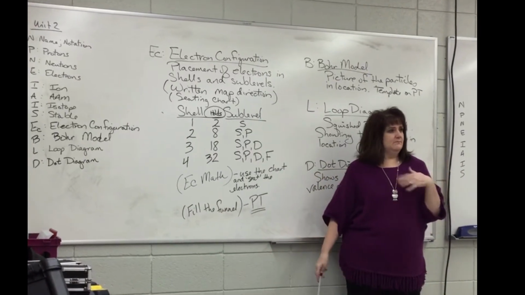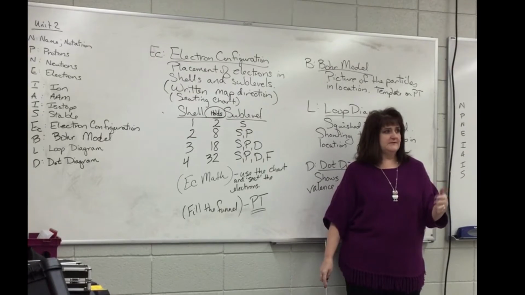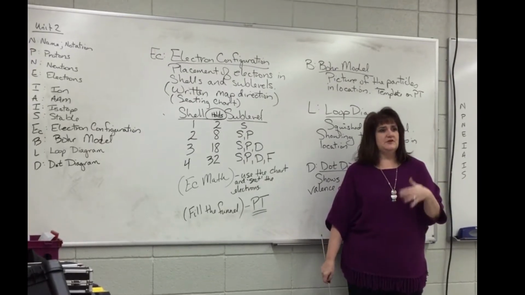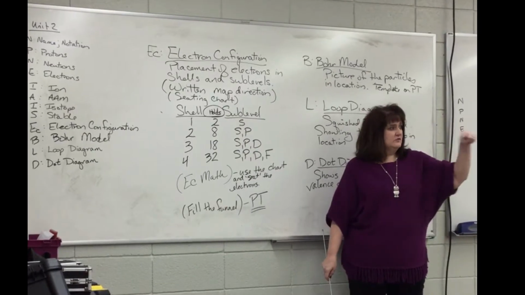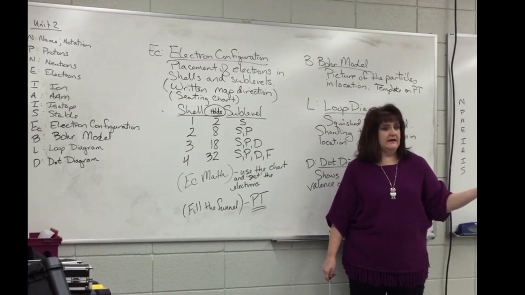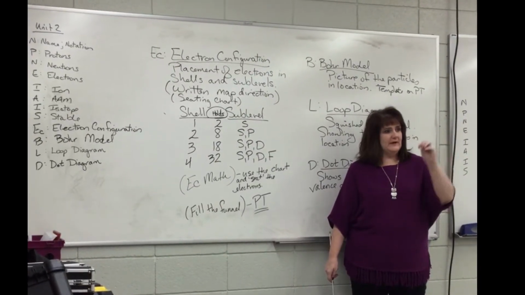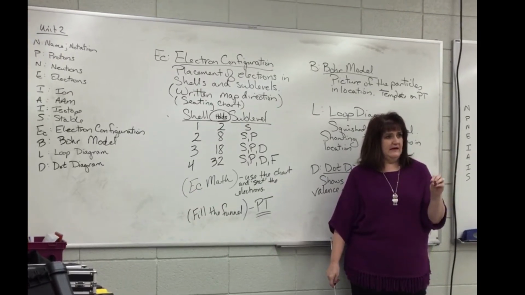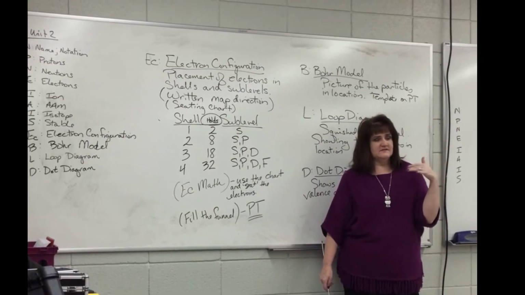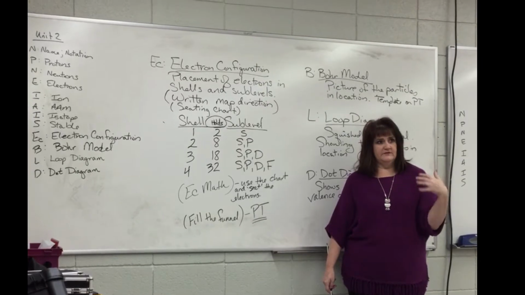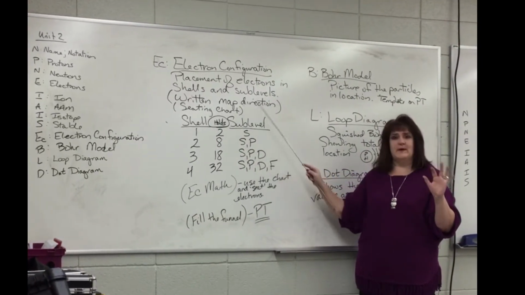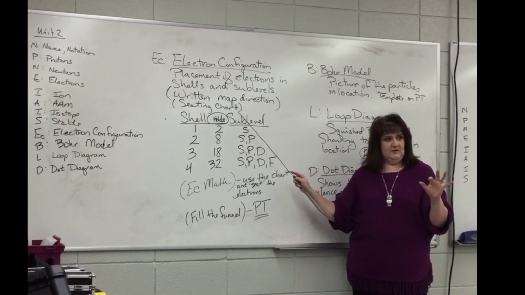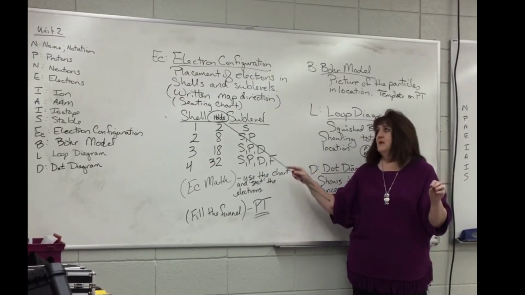So think about MapQuest, right? Or Google Maps. When you have Google Maps, you have not only a map that has a physical drawing on it, but you also have the written directions, right? Where it says, take exit this, turn here, right? Written directions. The electron configuration is the written directions for the map.